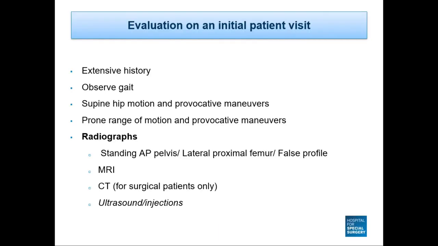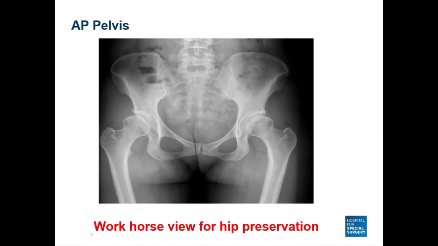So, as Andrea mentioned, the evaluation of a dysplastic patient really begins with an extensive history, observing the gait, and then performing the supine and prone provocative maneuvers. But then transitioning to radiographs. In my practice, I use a series of radiographs: standing AP pelvis, lateral of the proximal femur, false profile, MRI, CT for surgical patients, and in some cases ultrasound with injection, and I'll discuss these today.